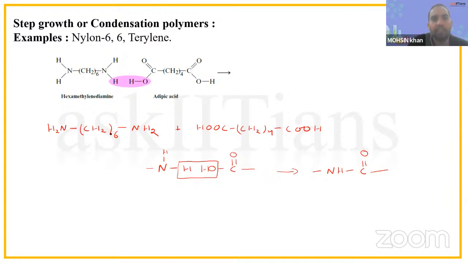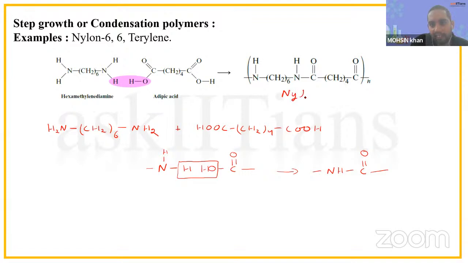So in condensation polymers, there is always removal of a small molecule. In a similar manner, step growth polymerization is used to produce the condensation polymers. The small molecule will be removed and we get the desired polymer, nylon 66.